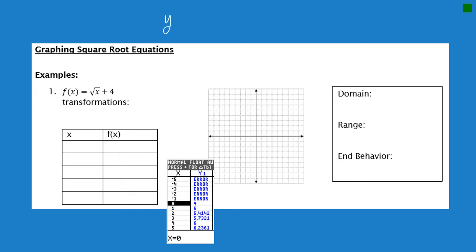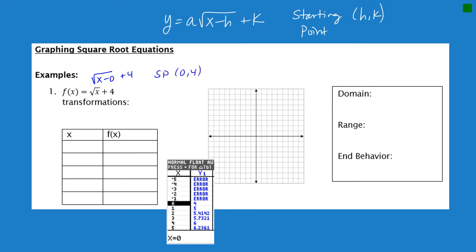So I just want to remind you, this is what our formula looks like, and the starting point is where the letters H and K will be. So we're going to get an ordered pair. If you look at this first question here, this is really like writing x minus 0 plus 4. Since there's a number missing, you know it's a 0. So our starting point for this problem would be at the point 0, 4. So that's going to be the first thing we put on our table.